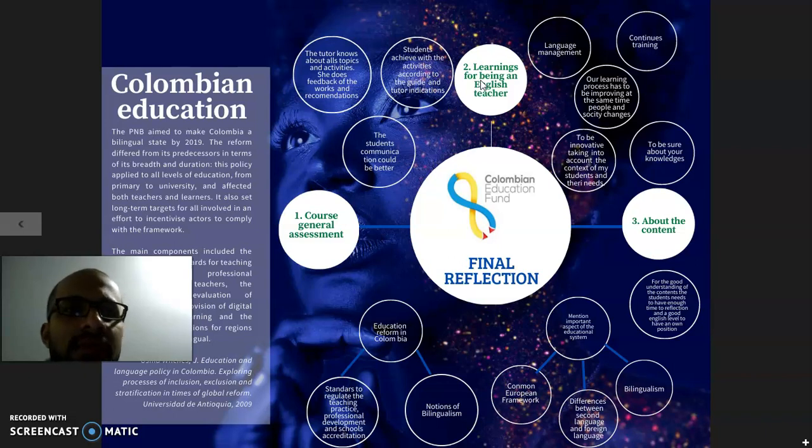Next, the second: we have learnings for being an English teacher. Here there are 5 elements that are very important for the education department. Language management, continuing training. Our learning process has to keep improving as people and society change, to be sure about knowledge, to be innovative, taking into account the context of my students and their needs. Here are elements that help the teacher bring confidence in learning a second language.